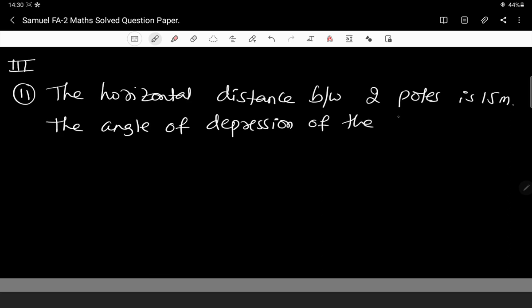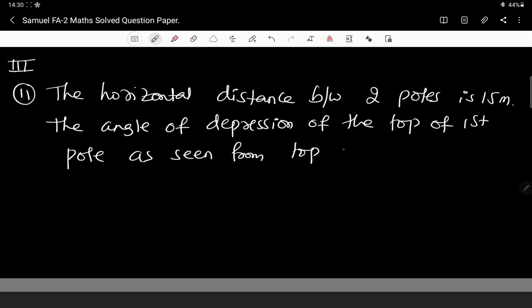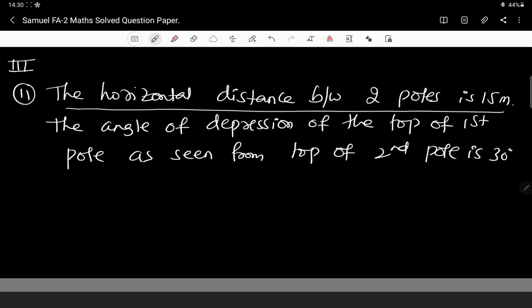The angle of depression of the top of first pole as seen from top of second pole is 30 degree. Try to understand this, this is quite important. Alright, look at this. The horizontal distance between two poles is 15 meter. That means there are two poles and distance between them is 15 meter. That's quite simple.